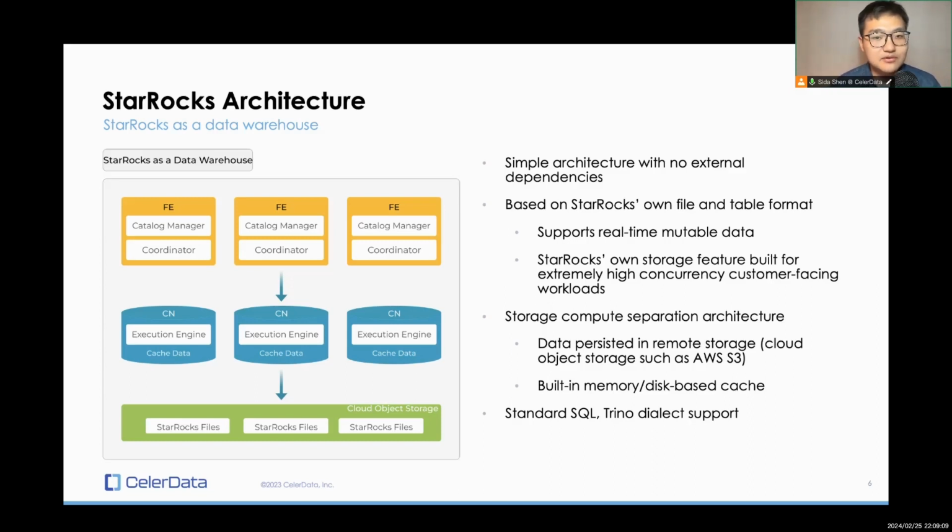And also StarRocks is standard SQL compliant, as well as supporting the Trino dialect, so you can keep all of the BI tools you love, as long as they support standard SQL or the MySQL protocol.